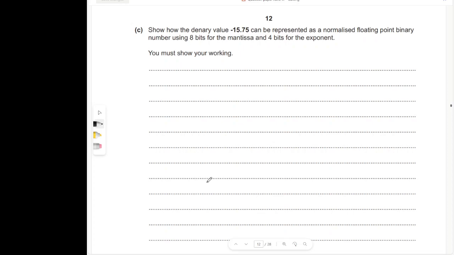Let's start with this one then. Right, so show how the denary value minus 15.75 can be represented as a normalized floating point binary number.